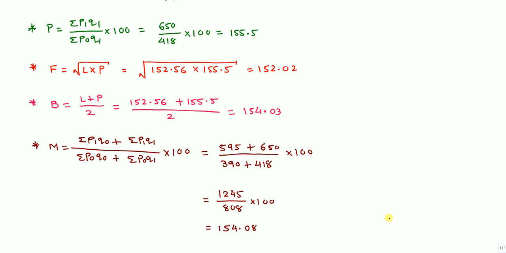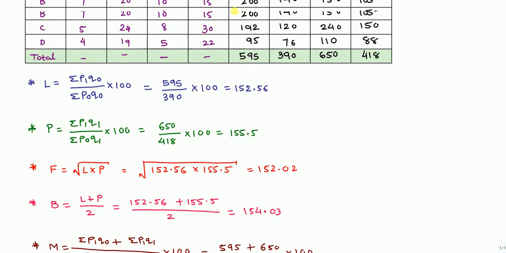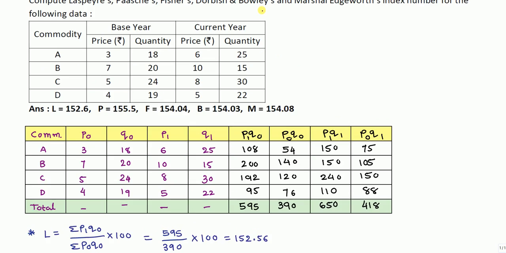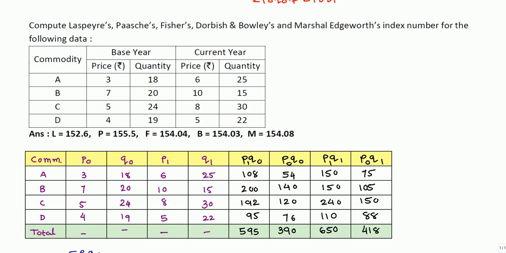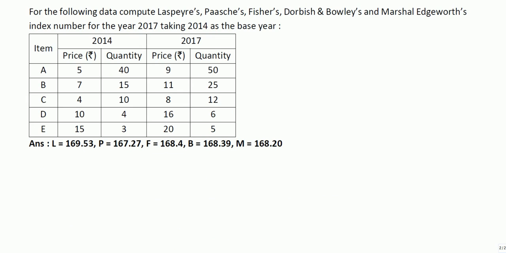154.08. This is our answer of Laspeyres', Paasche's, Fisher, Bowley and Marshall's index number. Okay, let us start our second sum for calculation of the same index numbers. This is our second sum.